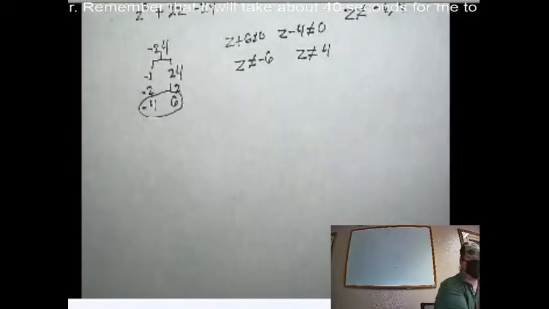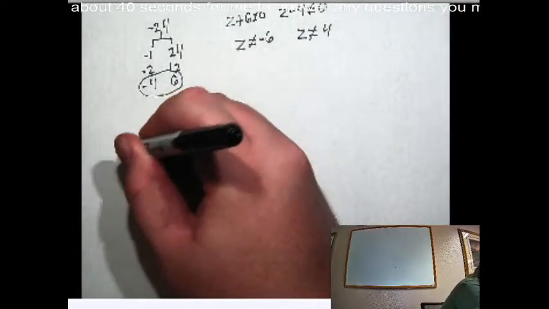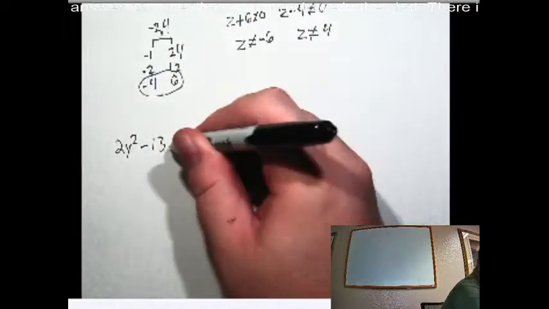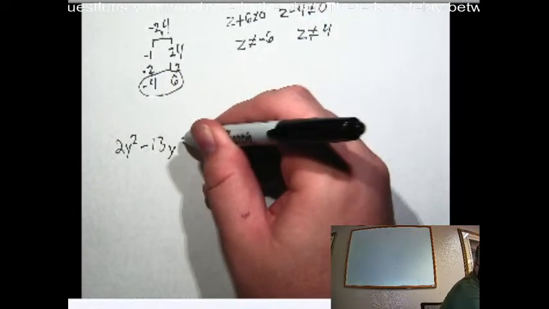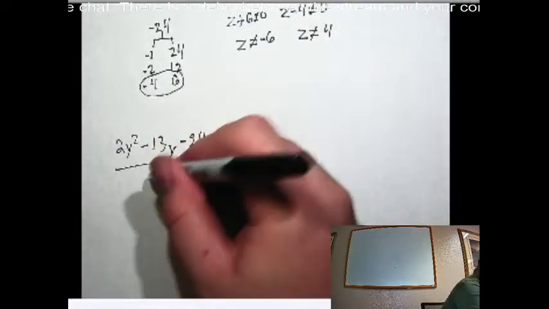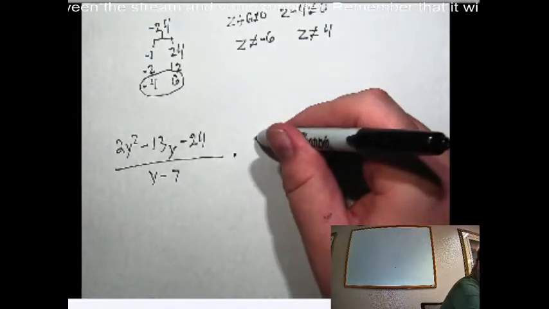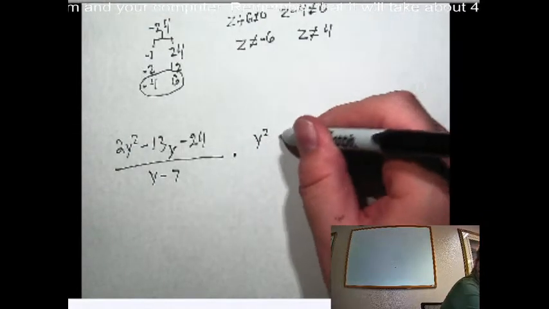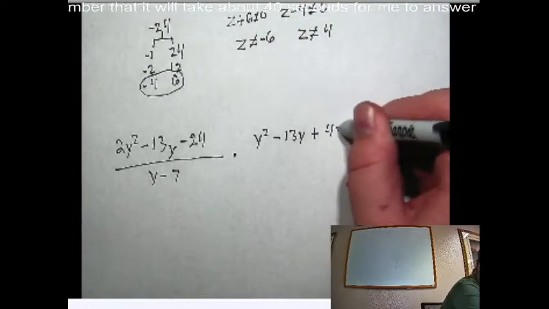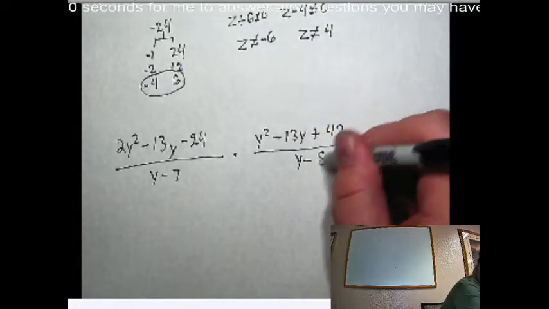Let's try this one. Get ready, because this is going to be a long one. 2y squared minus 13y minus 24 all over y minus 7 times y squared minus 13y plus 42 all over y minus 8.